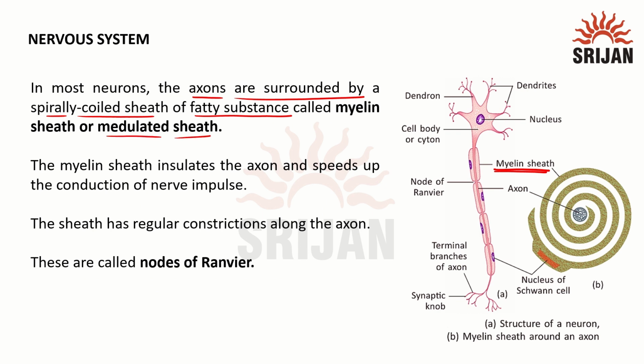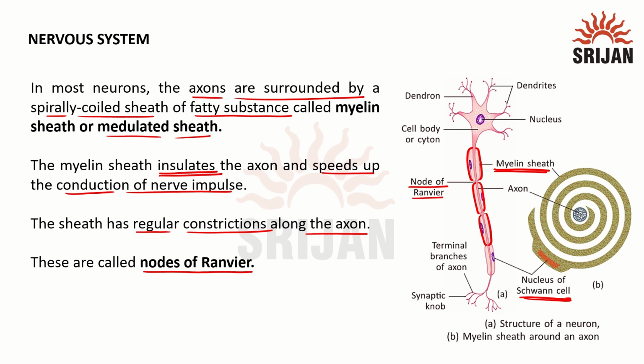Now this myelin sheath is important because it will act as an insulating material and it will speed up the conduction of nerve impulse. Now the sheath has regular constrictions along the axon, and these constrictions are known as nodes of Ranvier. So if we see, this is a myelin sheath. Schwann cell will secrete this myelin sheath, and this sheath is not continuous. There are gaps. So these gaps where you do not find myelin sheath are known as node of Ranvier.